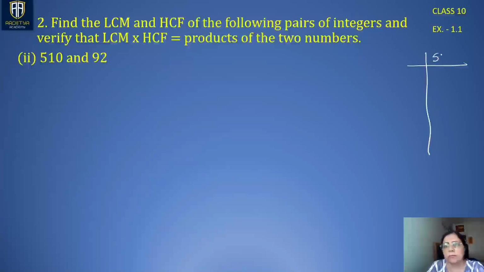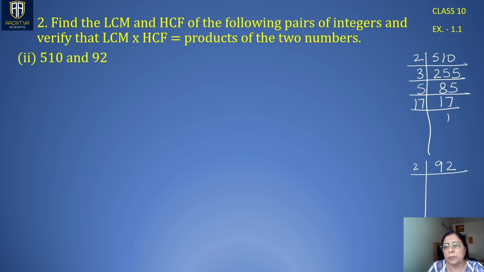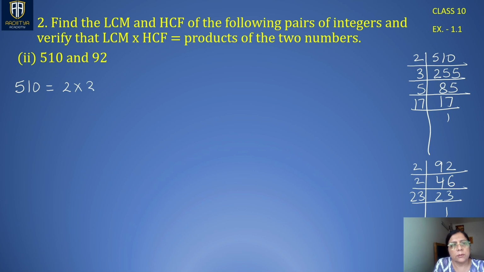First we have to do the prime factorization of these two numbers. 2 twos are 4, 2 fives are 10. Now 5 plus 1 plus 0, and so on; this is divisible by 3. 3 fives are 15, 3 sevens are 21, 17 is prime. Next we have 92. 2 fours are 8, 2 twos are 4, 23. And 23 itself is a prime number. So the prime factors of 510 are 2 times 3 times 5 times 17.